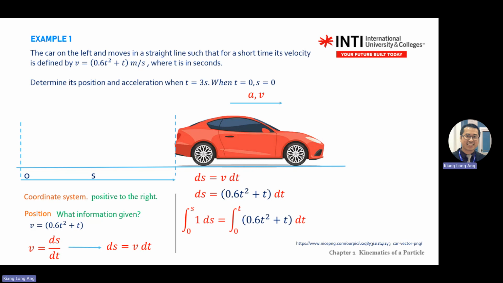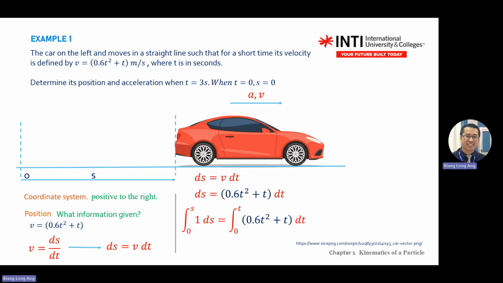You put in the integration sign. Again, don't miss out the 1. You can leave it blank, but don't assume it's 0, it's 1. So integrate ds on the left, integrate the function on the right. On the left, basically you get s minus 0. On the right, you have two components here. You can break it into 2 integration equations, the first one plus the second one. The first one is 0.6, you pull out the constant.